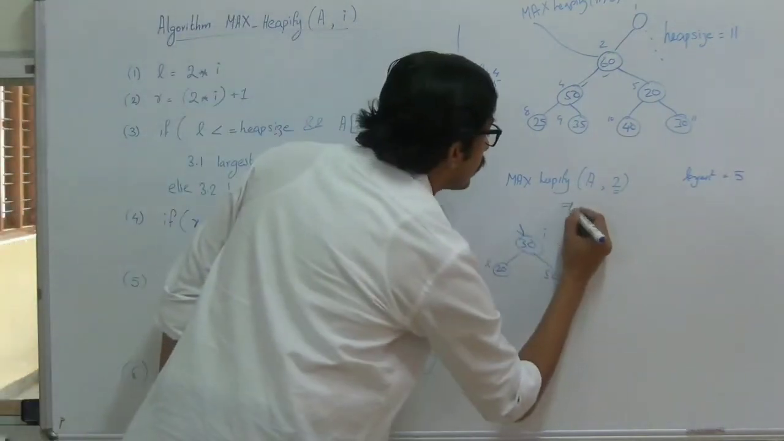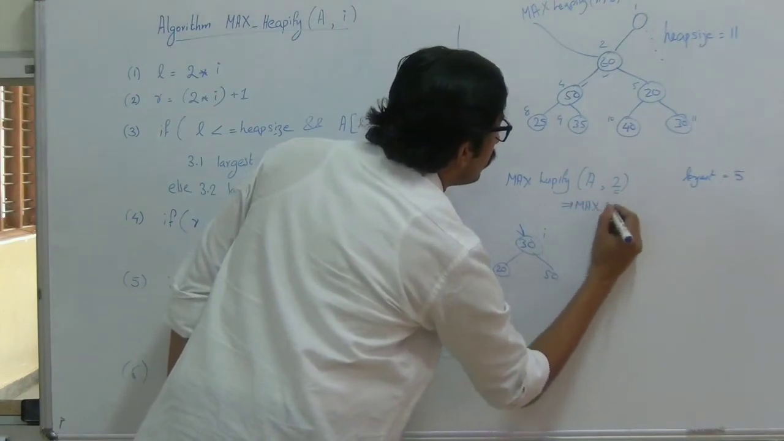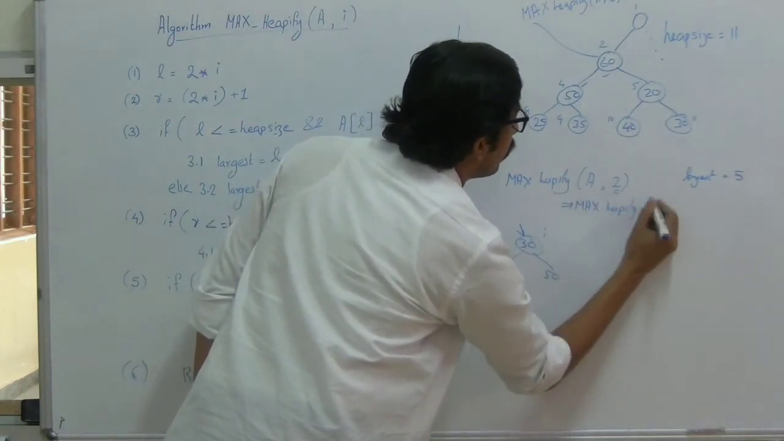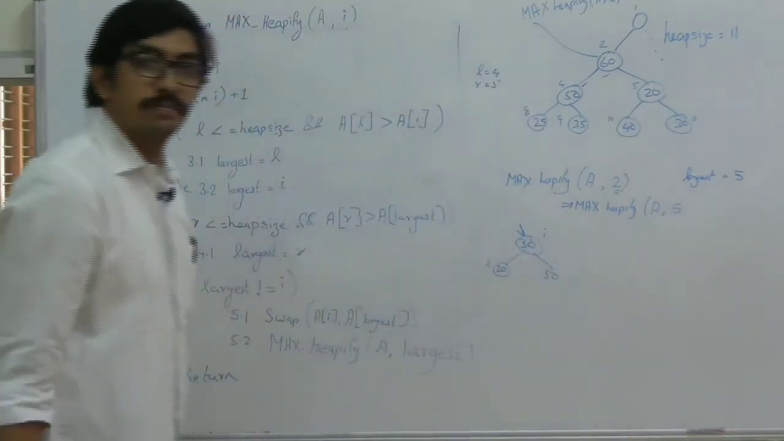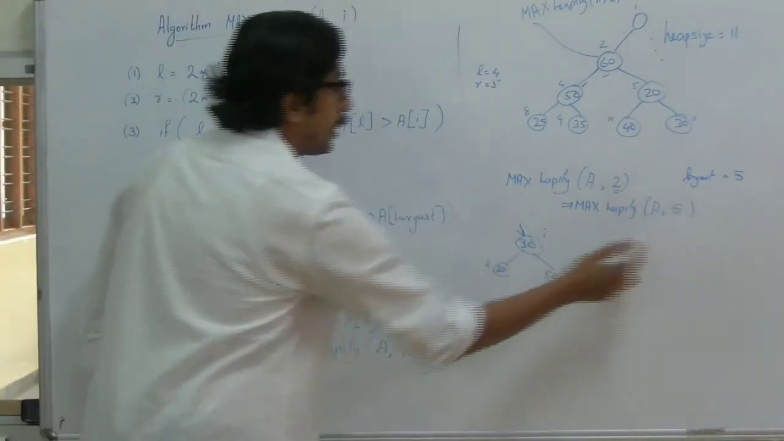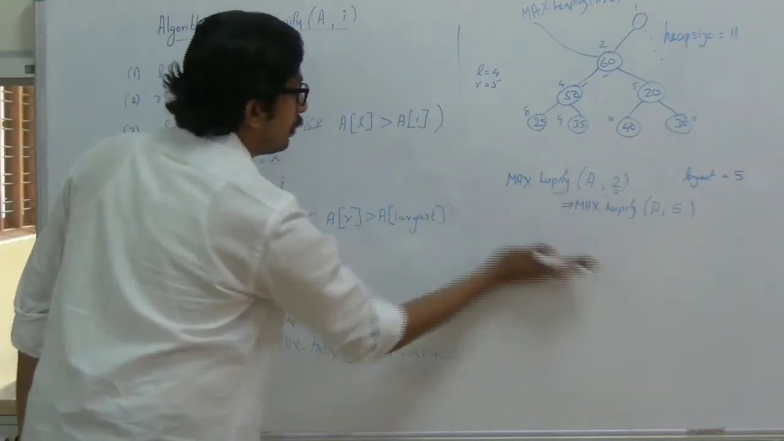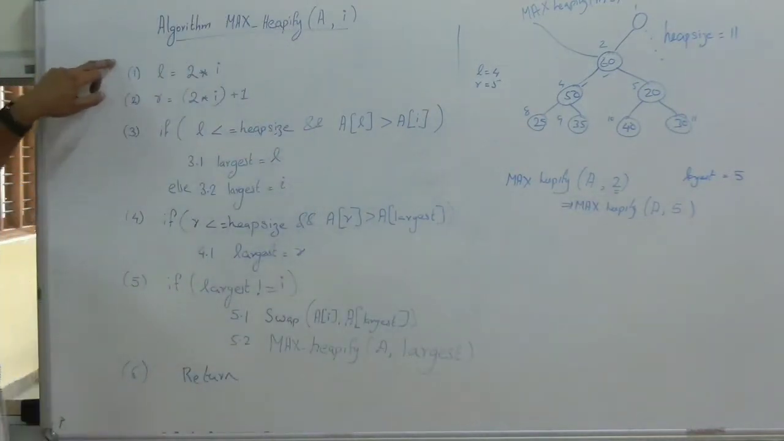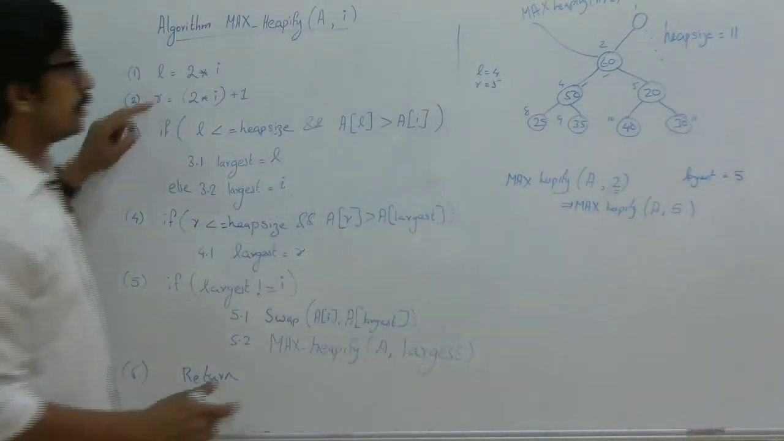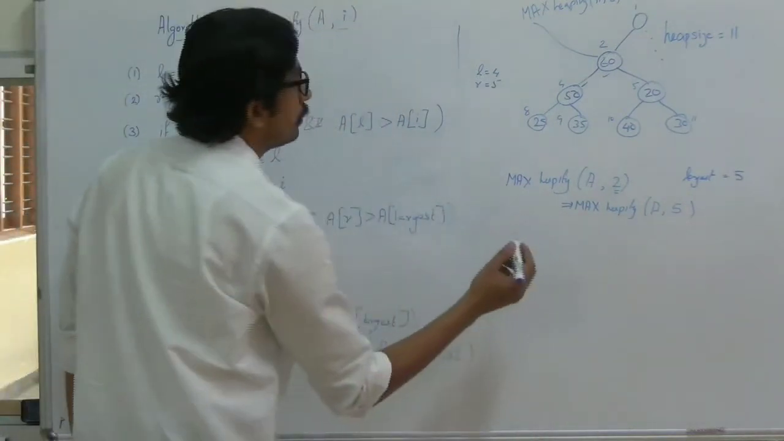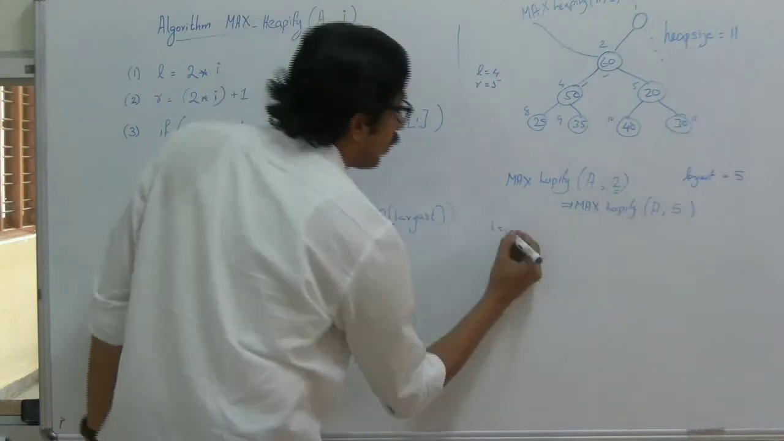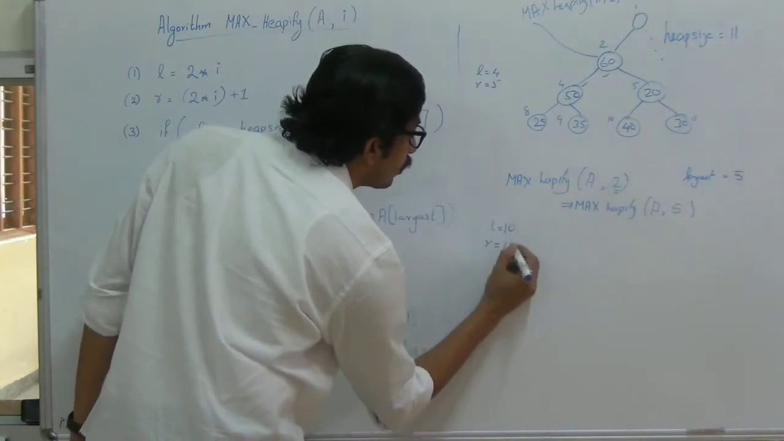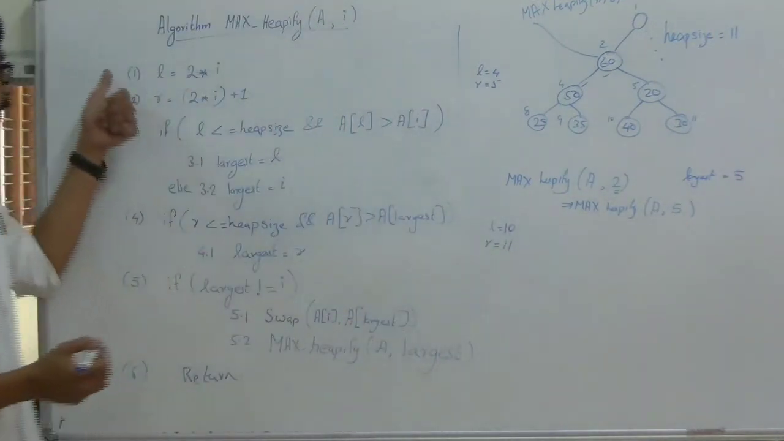So there is another recursive call from here, that is Max Heapify A, largest is 5. So it will be A, 5. Okay. Again we are going to the same function. We are going to find left and right. So left will be this time A into 2 into I, that is 2 into 5. Left will be 10. Right will be 11. So we have found these two.